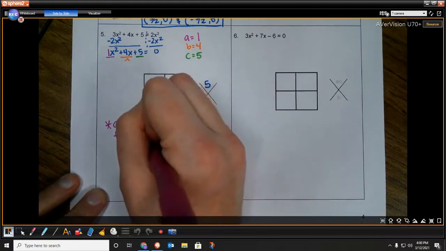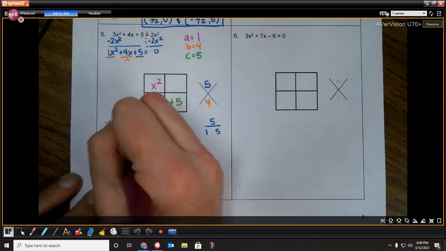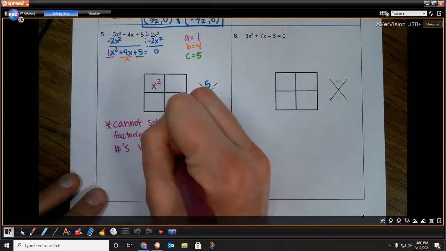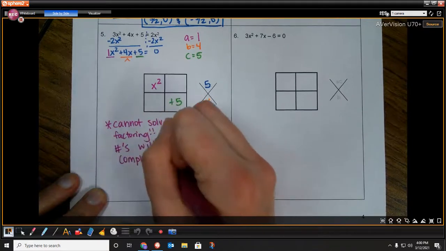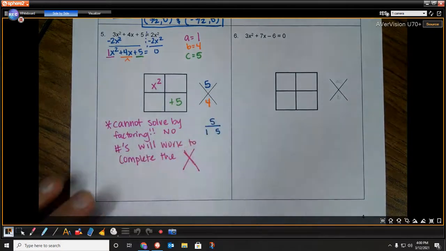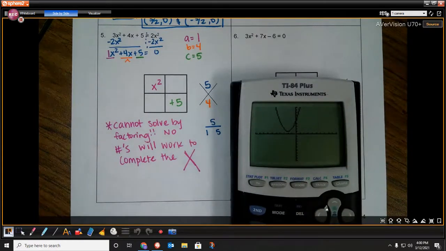So this one means that no numbers will work to complete the x. So guys, this one you can't actually solve by factoring. And if you look here, this is because there's no solutions. Now, sometimes you will be given a problem where you can't solve it by factoring, and there are still solutions. And we are going to teach you guys how to find the answers for this one. But in this case, there are actually no solutions for this one.